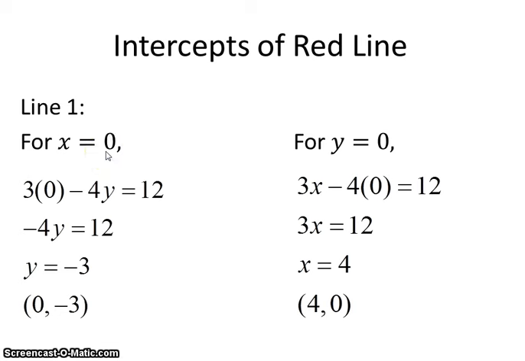I'm going to plug in x equals 0. It's going to give me minus 4y equals 12, divide both sides by negative 4, so y equals negative 3. Our y-intercept of the first line is (0, -3). Same thing to find the x-intercept. I replace y with 0. We get 3x equals 12, and dividing both sides by 3, we get x equals 4. So I'm going to go ahead and plot these 2 points and draw my red line that goes through them, dotted.